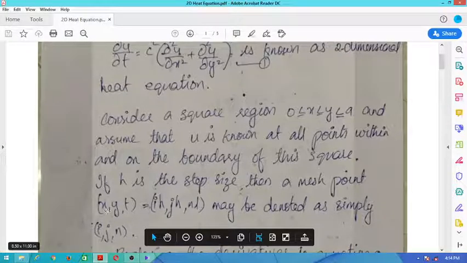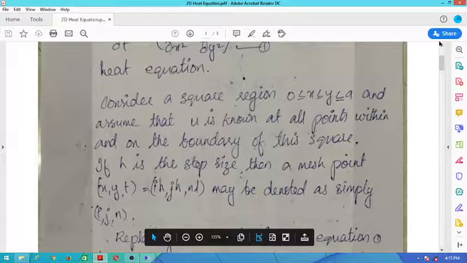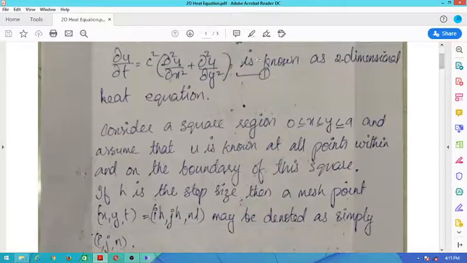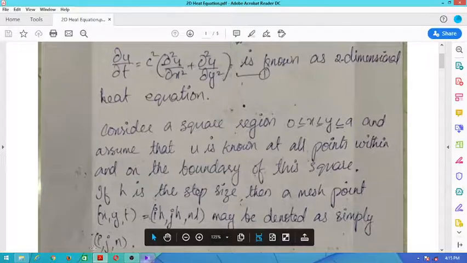In the increment of x and in the increment of y, we use the step size h, but in the increment of time t, we use the step size l. i, j, n are the numbers which denote the mesh points. Since the two-dimensional heat equation has three independent variables, the domain is a three-dimensional space, therefore we have a three-component index.